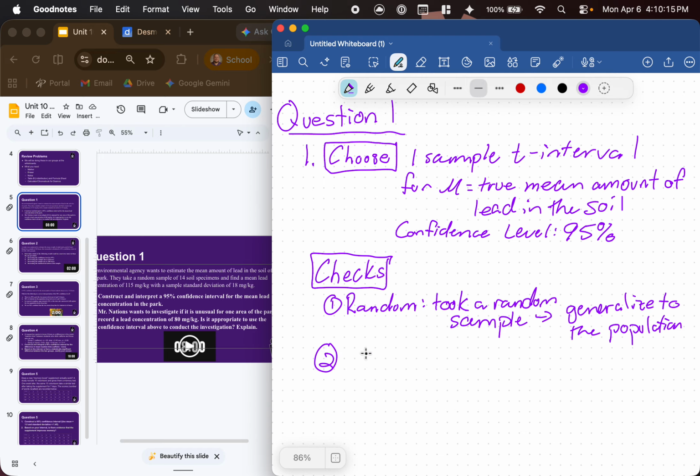Okay, so it's our first one. Our second one, do we pass that 10% so that we can have independence? I think we can clearly see that our sample size of 14 is definitely going to be less than 10% of all soil specimens. We could take a lot of different soil specimens. And why do we care about that? We care about that so we can sample without replacement.